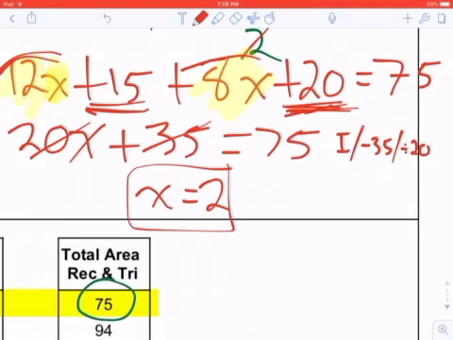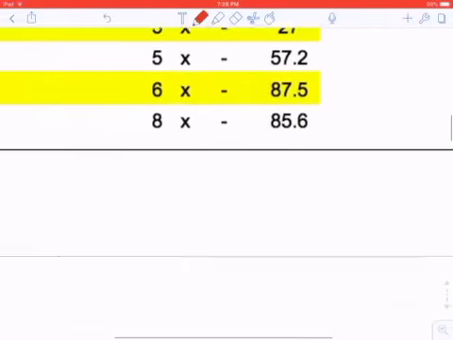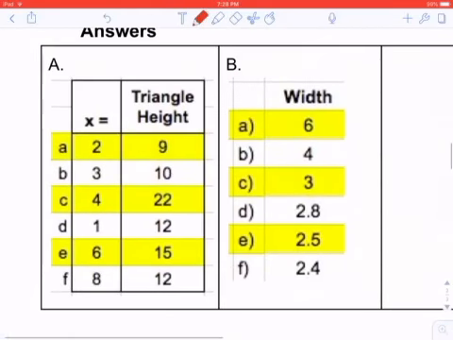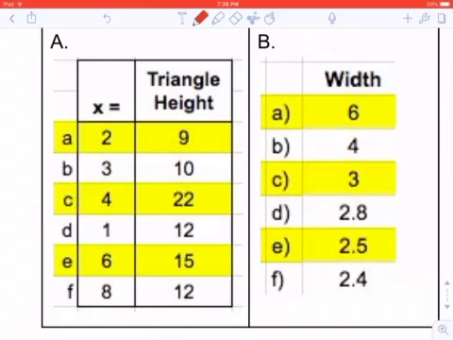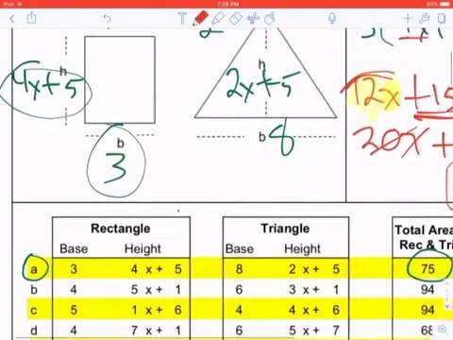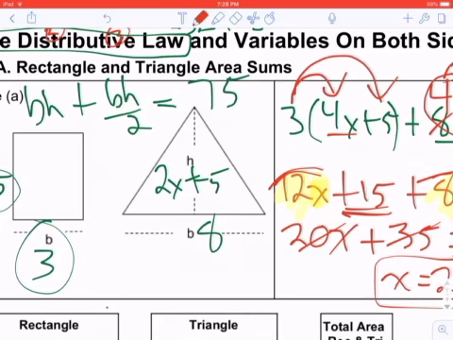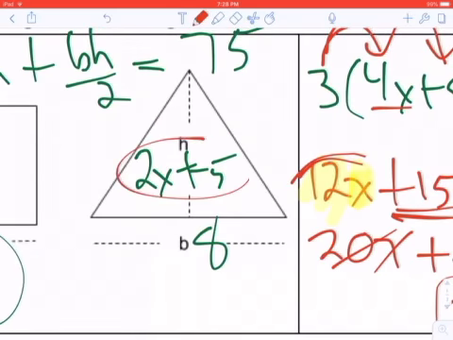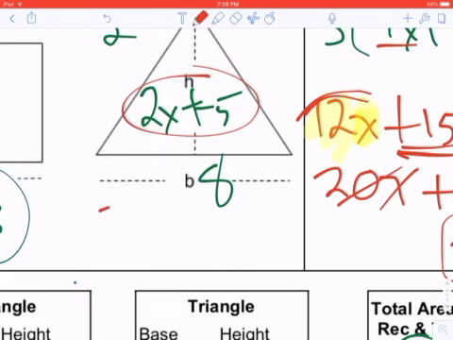Now, in the question, I'm supposed to get what is the height of the triangle. And I'm going to go down below. So on the next page, there's actual answers there. So it says x should equal 2 for the first shape, which we figured out. The triangle height should work out to 9. So let's see if it is. Is the triangle height 9? So let's see. Well, what is the height of the triangle? It's 2x plus 5.